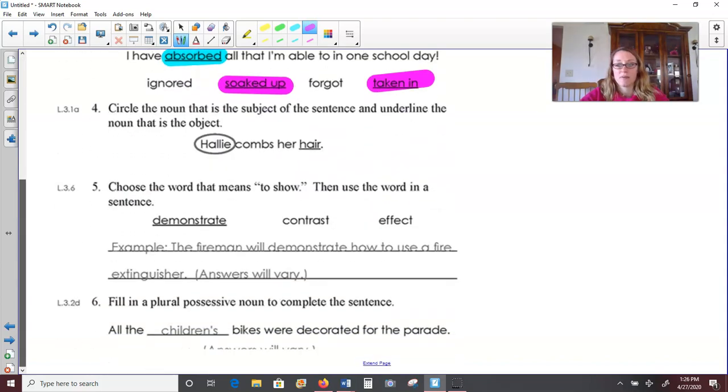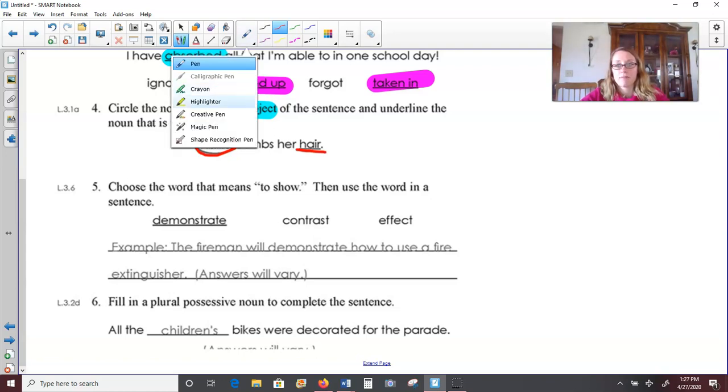All right, number 4, circle the noun that is the subject of the sentence and then underline the noun that is the object. So we have Hallie combs her hair. Well, the subject is who our sentence is about. Hallie. So we would circle Hallie. And hair would be the object because it is a thing that Hallie is combing.